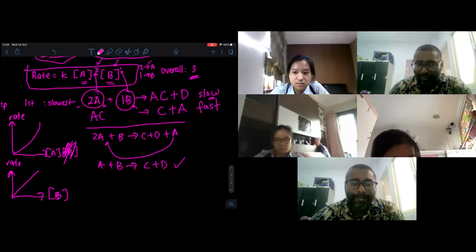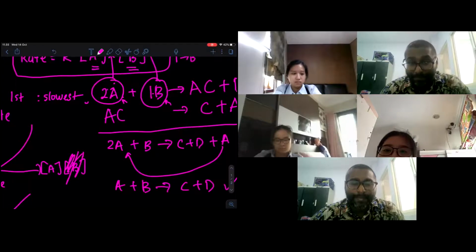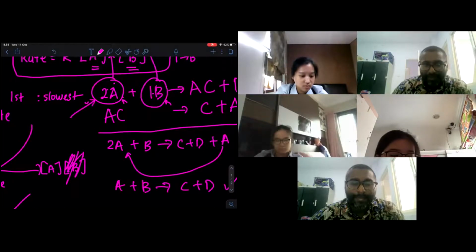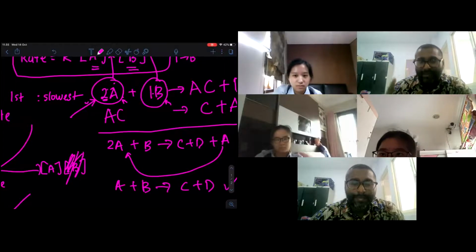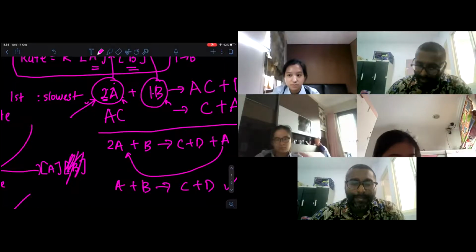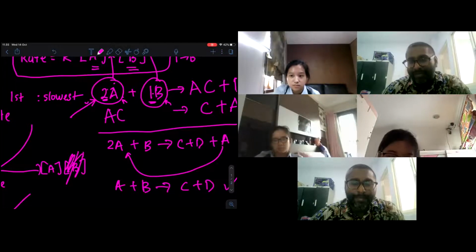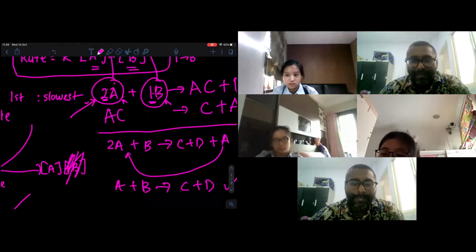So we can determine the order by looking at the rate determining step. If this is the rate determining step, the moment you see 2 there, then it's second order with respect to A. If you see 1 over there, then it's first order with respect to B. But normally we don't get the rate determining step, because that is what we propose. We cannot actually see that reaction. This is a proposed mechanism. Like, for example, the mechanism of nucleophilic substitution is a proposed mechanism, not the actual mechanism.